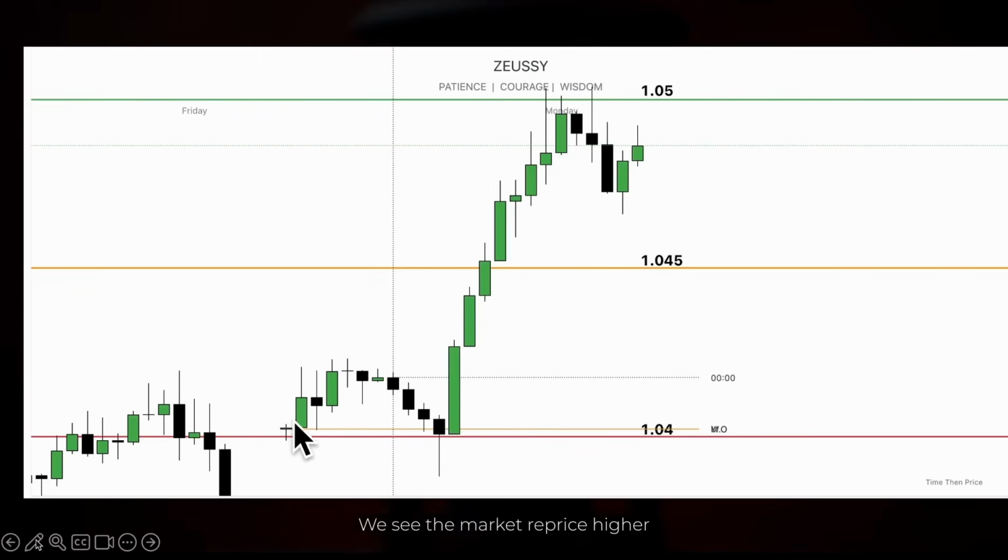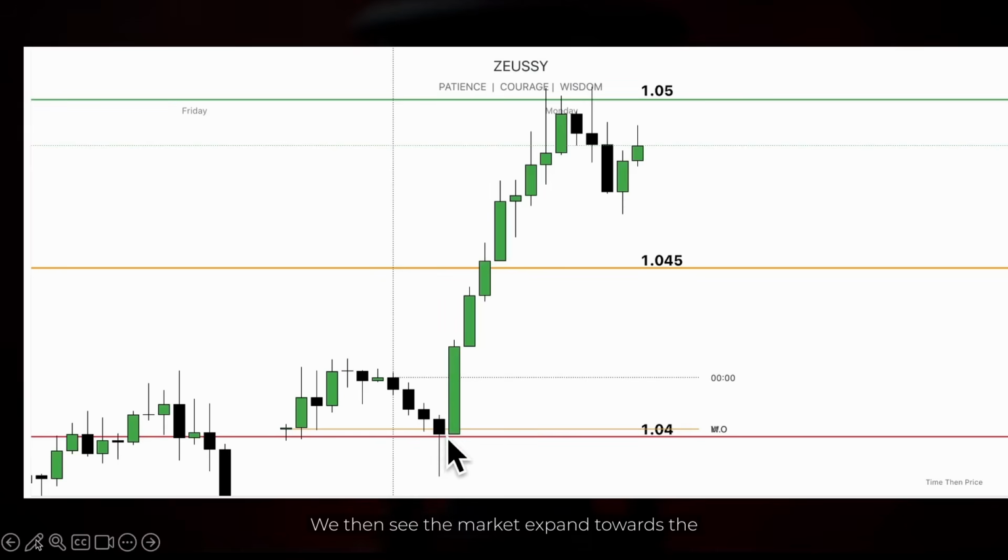We see the market reprice higher initially, and then we see it eventually open up for the new day, and we see these consecutive down close candles trade into the 104 price level. Notice that the market drops below that 104 price level with this wick, but notice that the bodies keep on closing at this price level right here.